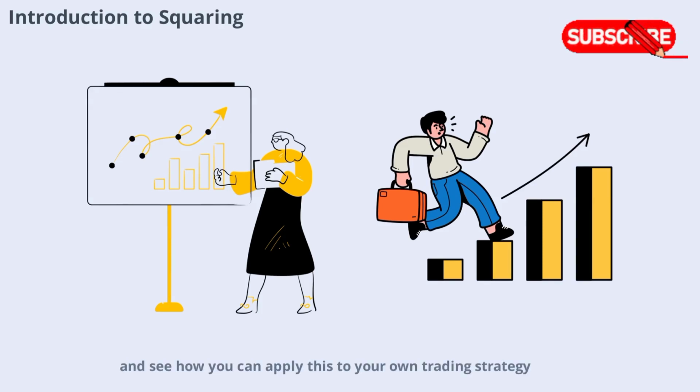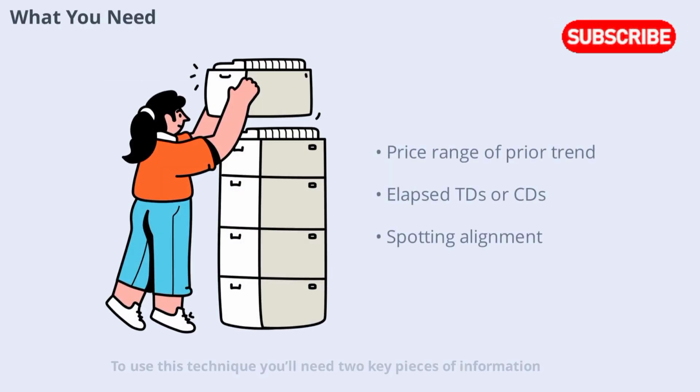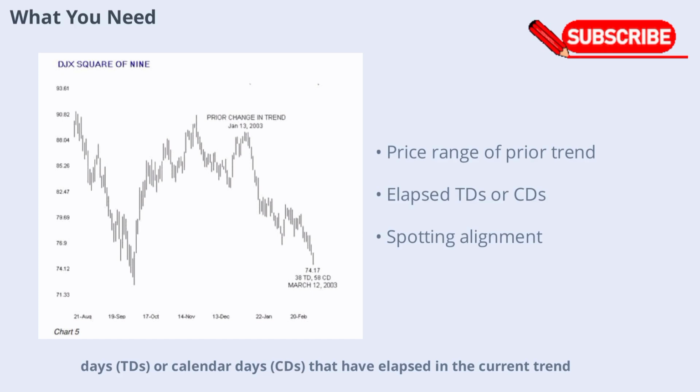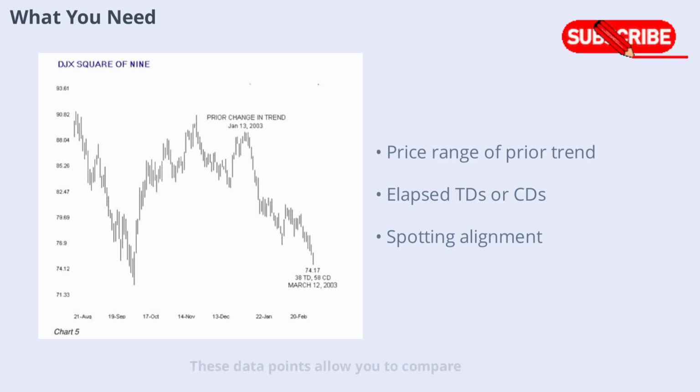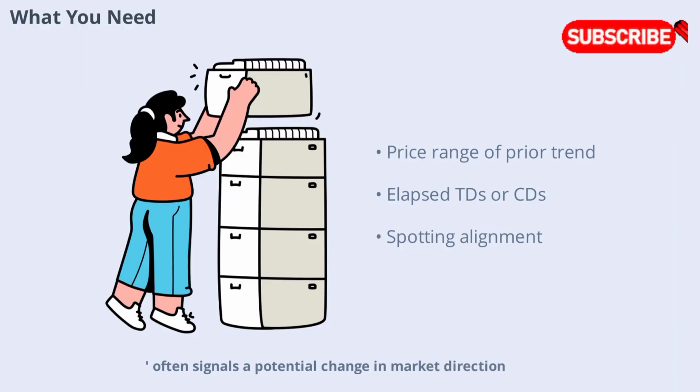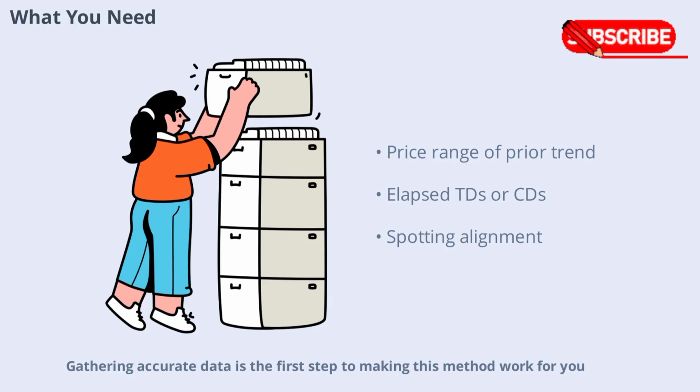To use this technique, you'll need two key pieces of information: the price range of the prior trend and the number of trading days, TDs, or calendar days, CDs, that have elapsed in the current trend. These data points allow you to compare past price action with present time cycles, helping you spot moments when price and time align. This alignment, or squaring, often signals a potential change in market direction. Gathering accurate data is the first step to making this method work for you.